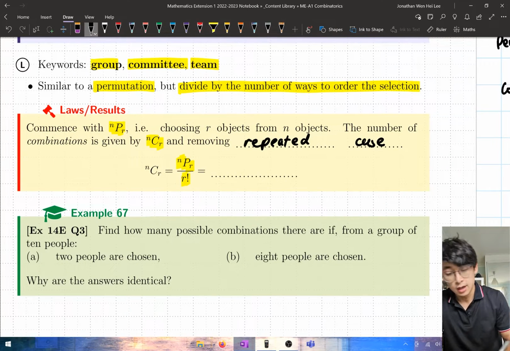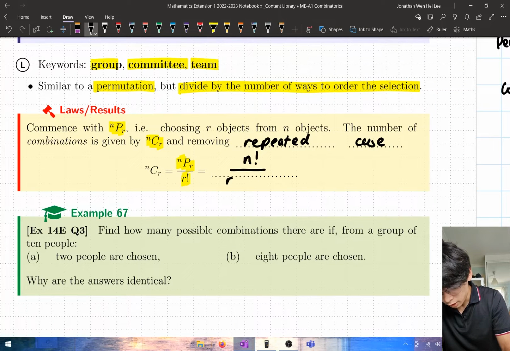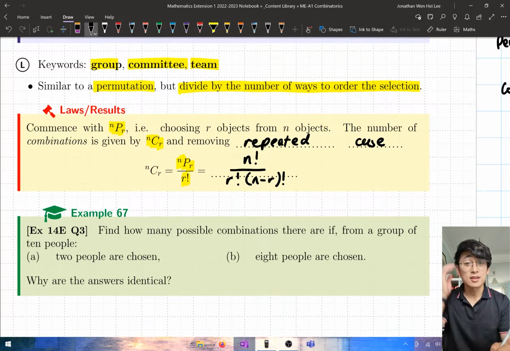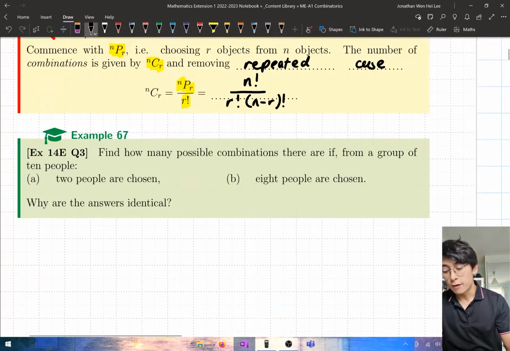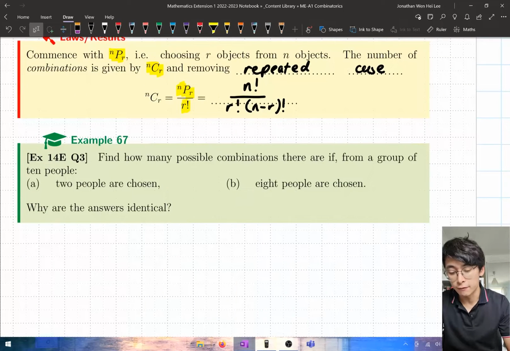And so here, in this particular case, it's actually written as n factorial over r factorial times (n minus r) factorial. And so this is a formula that we can use to help us figure out the number of ways of choosing a thing. So let's have a look at a particular example of this. Find how many possible combinations there are if from a group of 10 people, 2 are chosen and 8 people are chosen. So let's just use this formula.